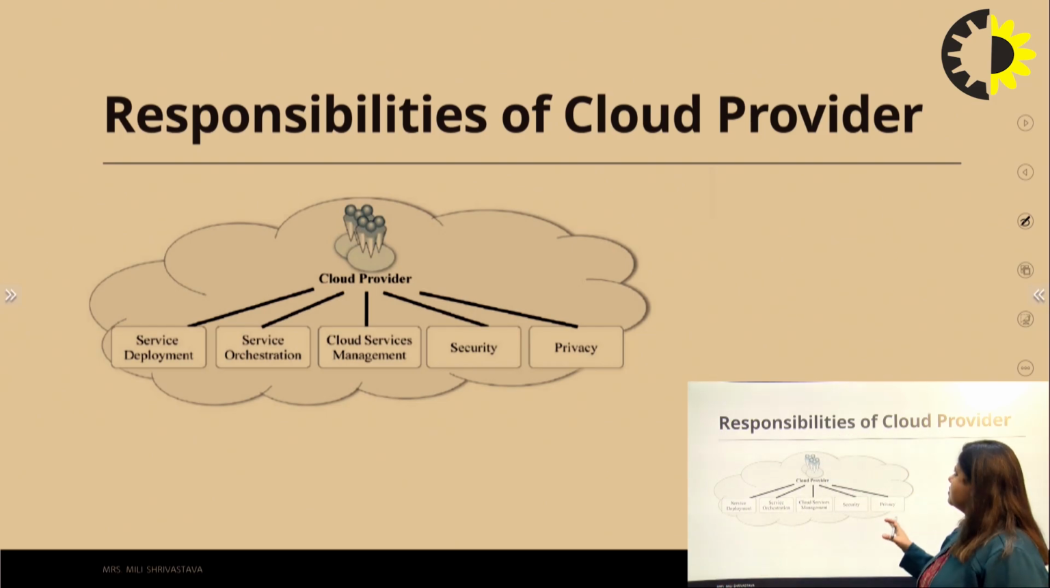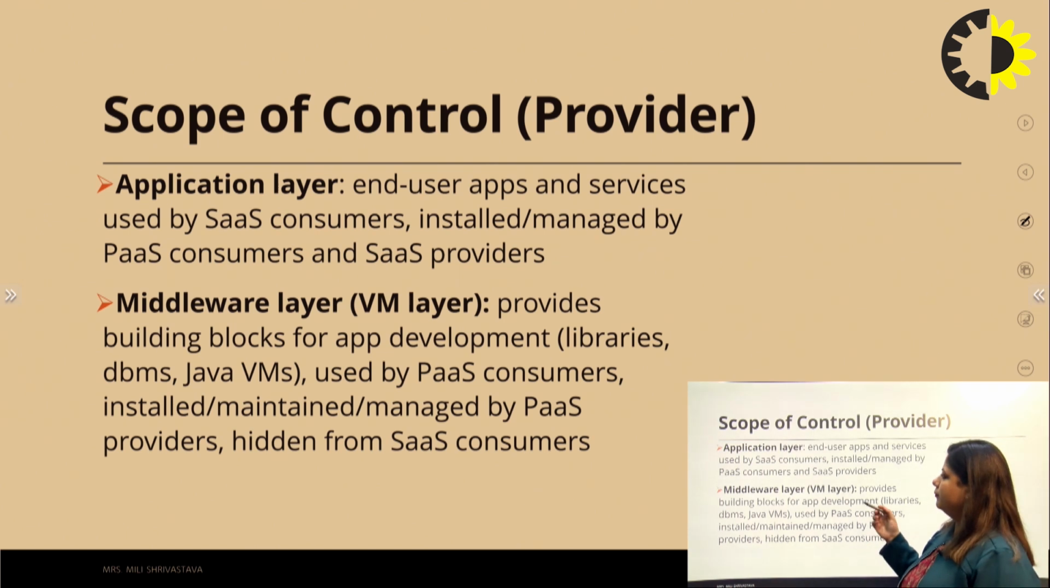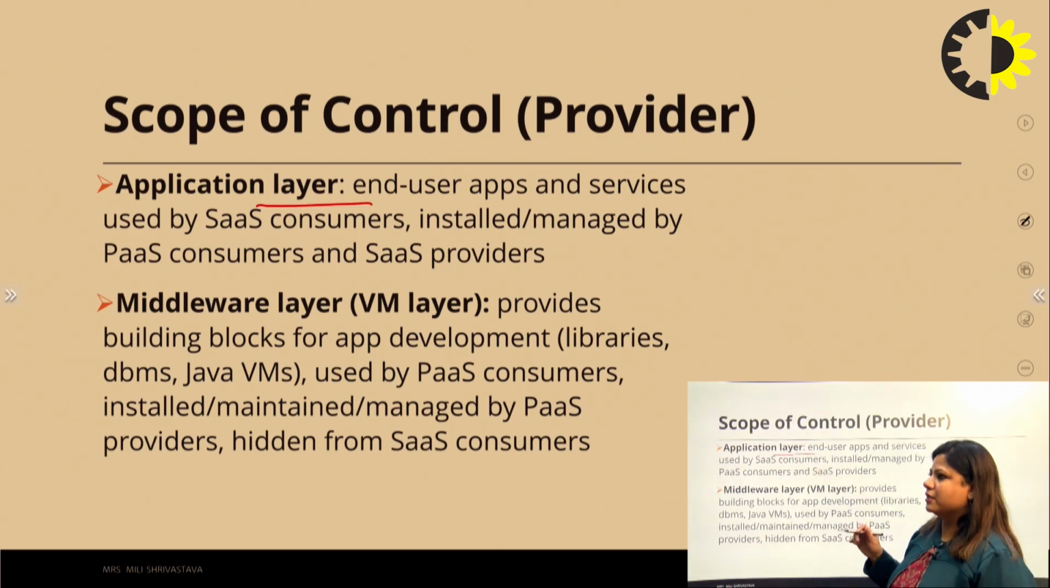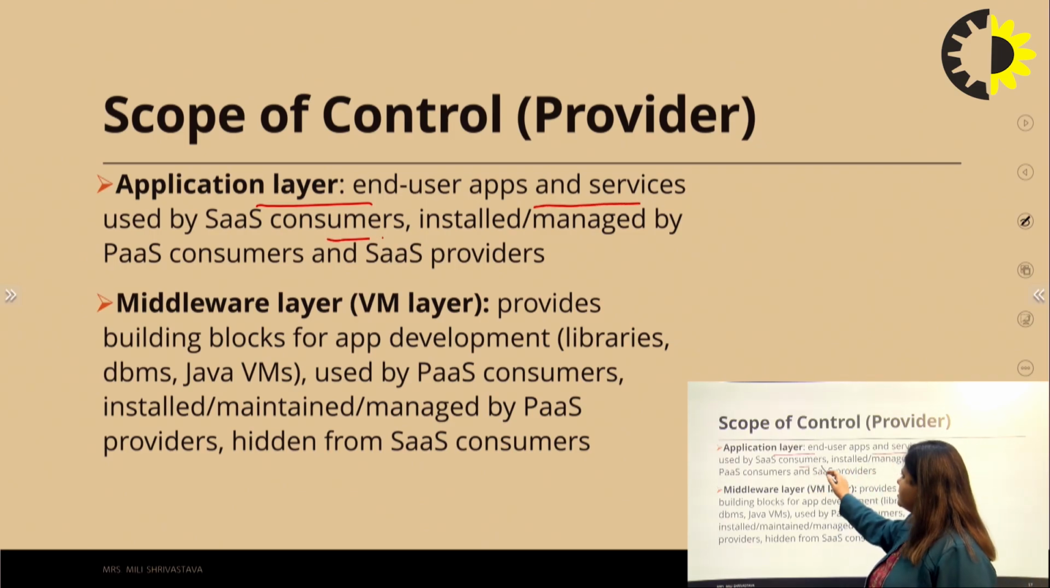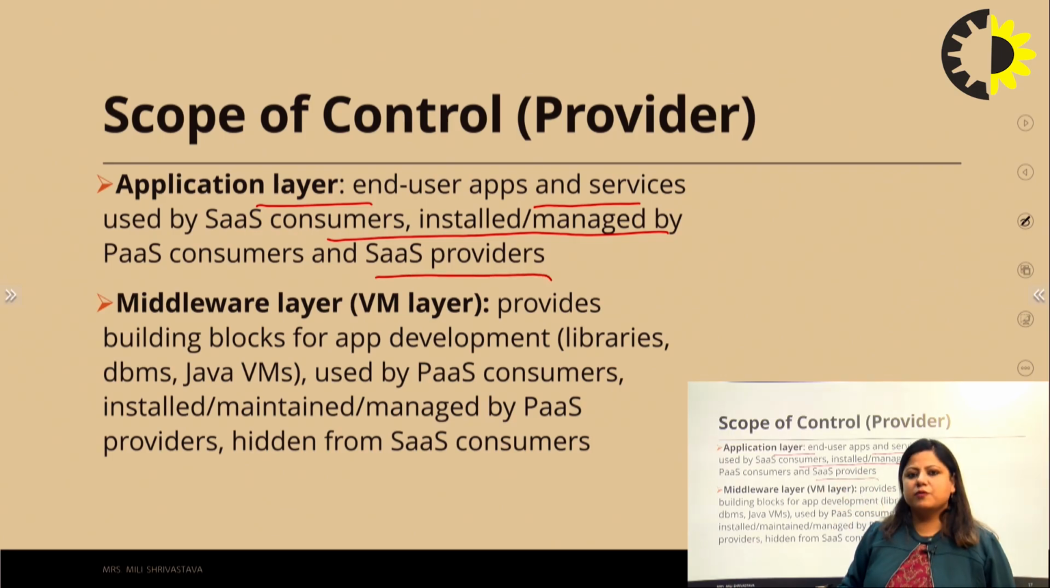Now, these are some responsibilities of a cloud provider. Next, what is the scope of control of a cloud provider? That is the application layer. In terms of the application layer, it basically works as end user apps and services used by SaaS consumers, installed and managed by PaaS consumers and SaaS providers.